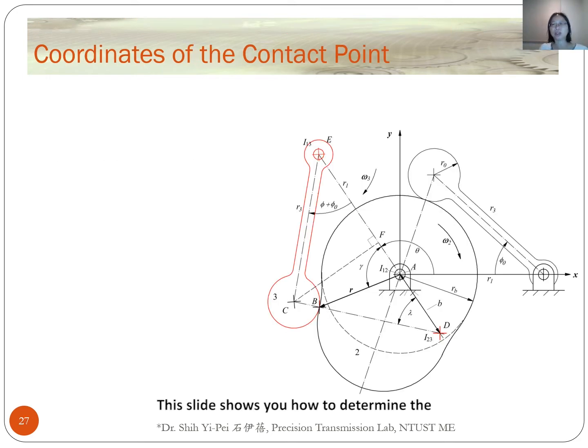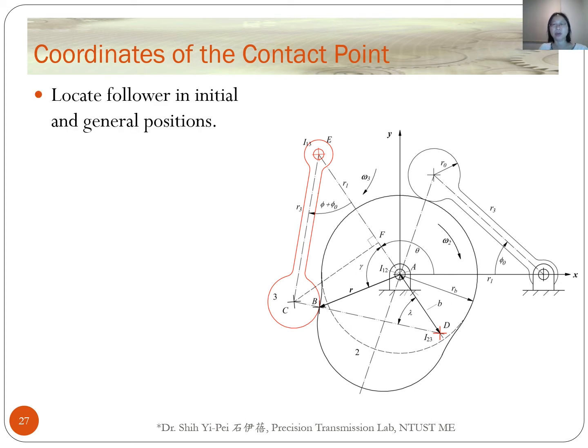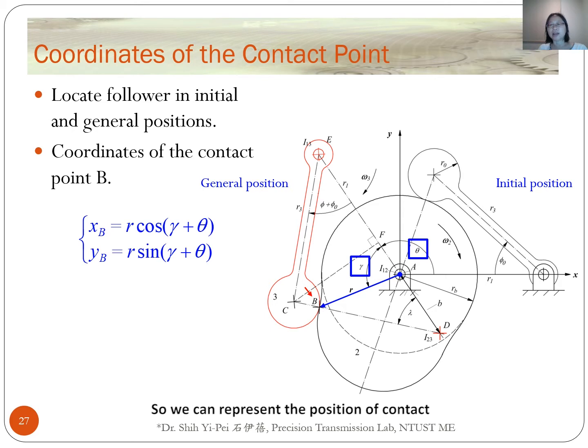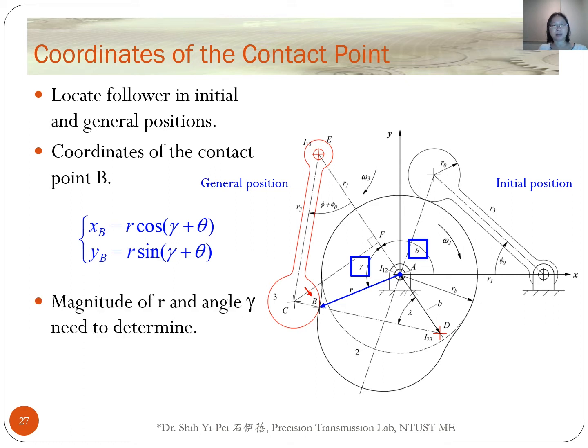This slide shows you how to determine the coordinates of the cam profile. We locate the follower in the initial position and the general position. Point B is a contact point on the cam. We see the position of point B relative to the origin has the distance r and the angle gamma plus theta. So, we can represent the position of the contact point B in coordinates like this. For determining the coordinates of the contact point B, we need to calculate the magnitude of r and the angle gamma. These contact points will construct the cam profile for the cam angles from 0 degrees to 360 degrees.